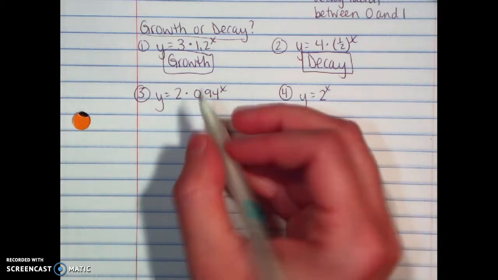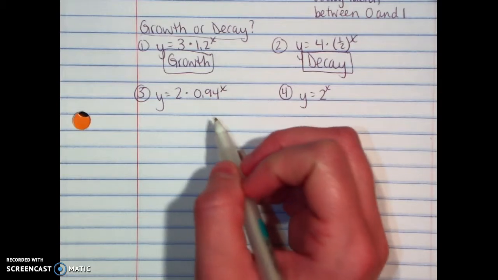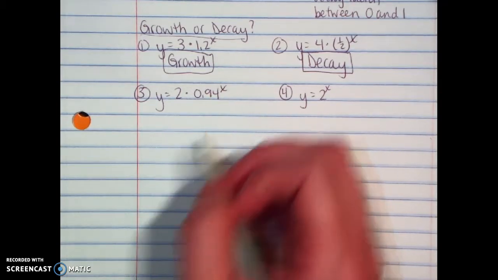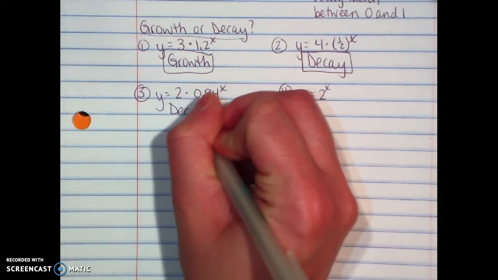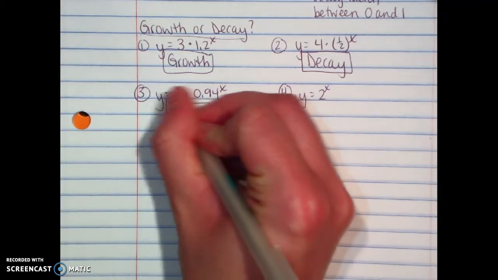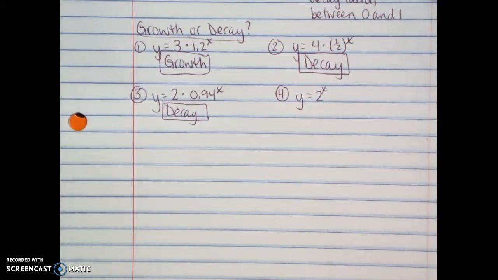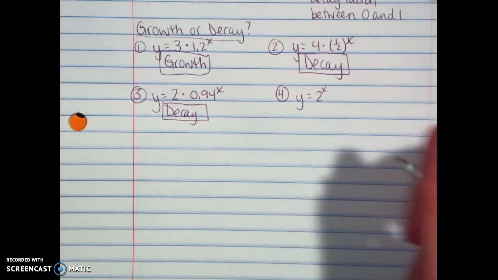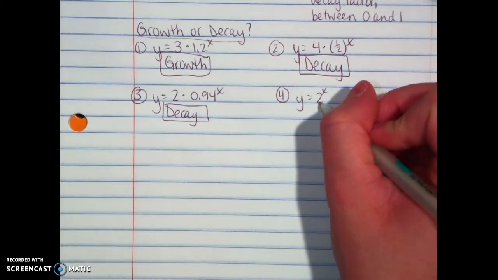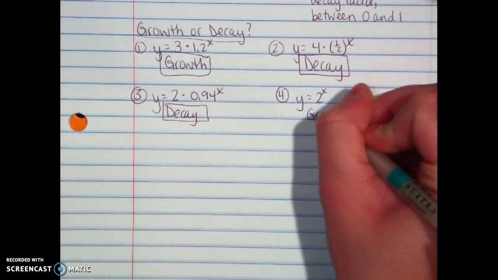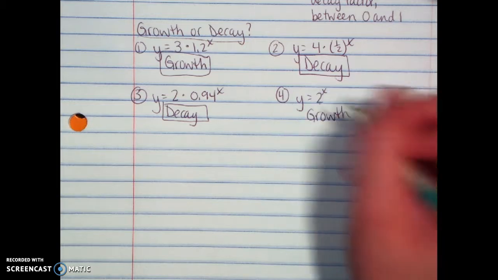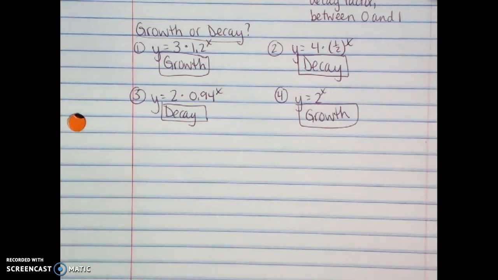Okay, for number 3, the b is between 0 and 1, so this one should be decay. And for number 4, if you didn't, go ahead and solve that one real quick. Okay, 2 is greater than 1, so it is growth. Even though there's not an A on that one, we're still good.